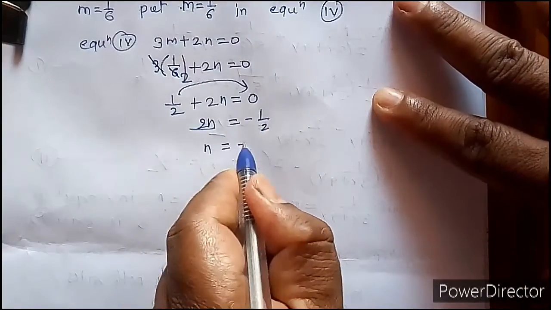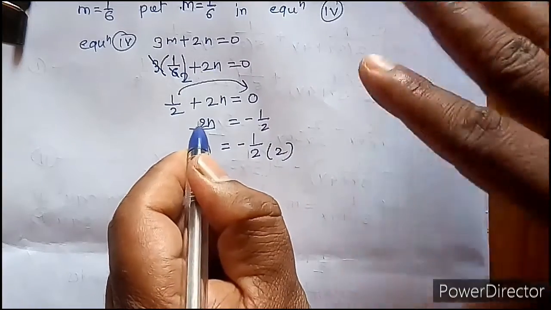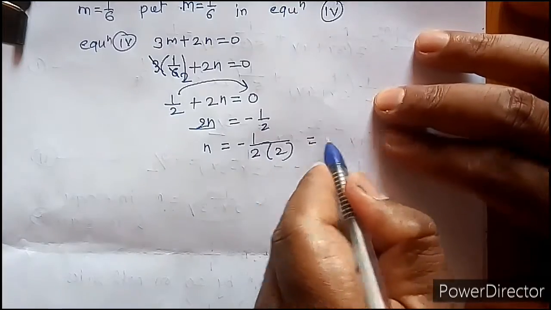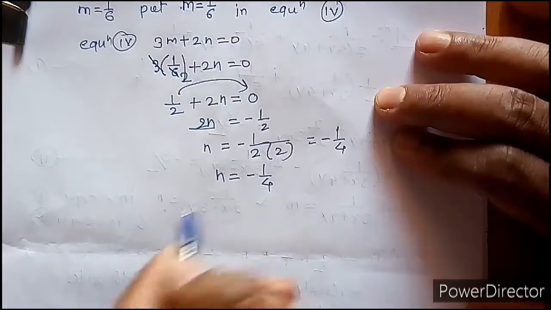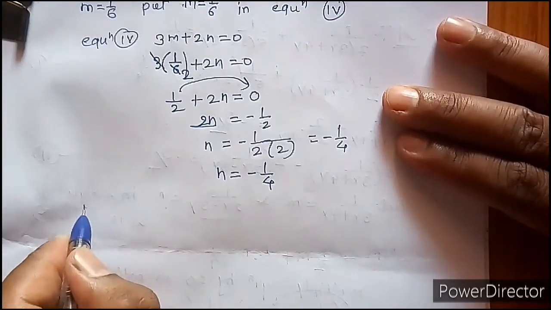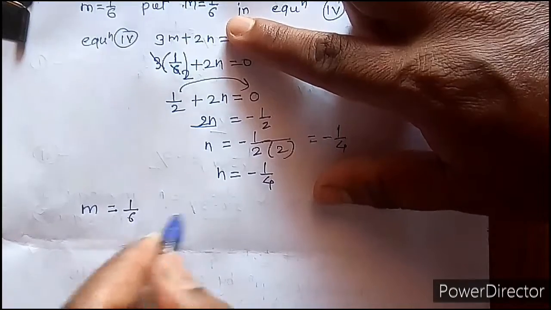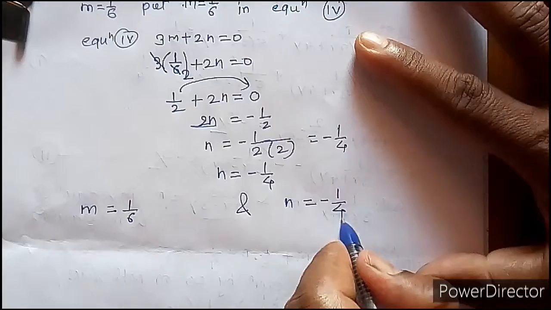Therefore n will be equals to minus 1 by 2 into 2. Now this 2 will be shifted to denominator and multiplied with the denominator, and the answer is minus 1 by 4. Here we get n equals to minus 1 by 4. We get the two values, that is m equals to 1 by 6 and n equals to minus 1 by 4 here.